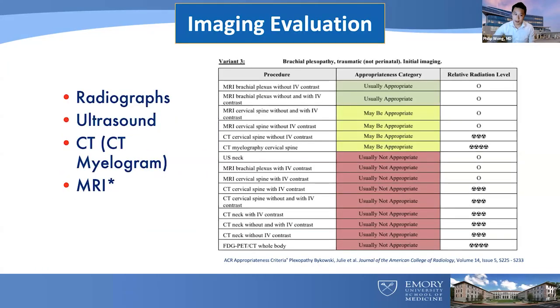So the initial evaluation, obviously, we're very familiar with the four modalities, those being radiographs, ultrasound, CT, and in particular CT myelogram, and then MRI. This is the ACR appropriateness criteria table for the initial imaging for traumatic plexus. You can see at the top category would be MR brachial plexus, without and even with and without contrast, as the number one option. So that's a lot of why the focus here today will be MRI, and that's what we do at our institution.